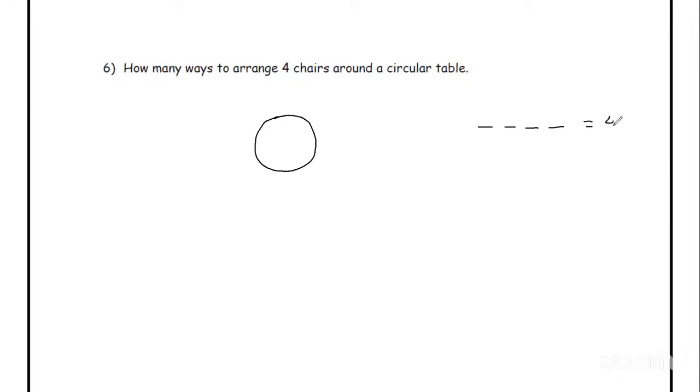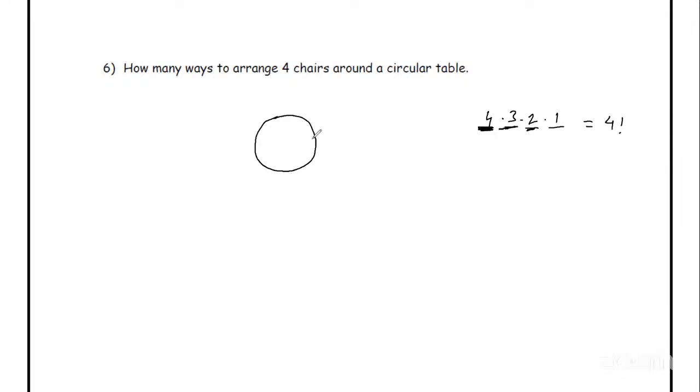So that's 4 factorial ways to arrange them. 4 options for the first one, then for the second chair, 3 options, and then 4, 3, 2, 1. So 4 factorial. Yeah, it goes left to right. But in a circle, we don't know the beginning. Like, what is the starting position? Out here, we know the starting position is the one on the left side, if you go from left to right horizontally.